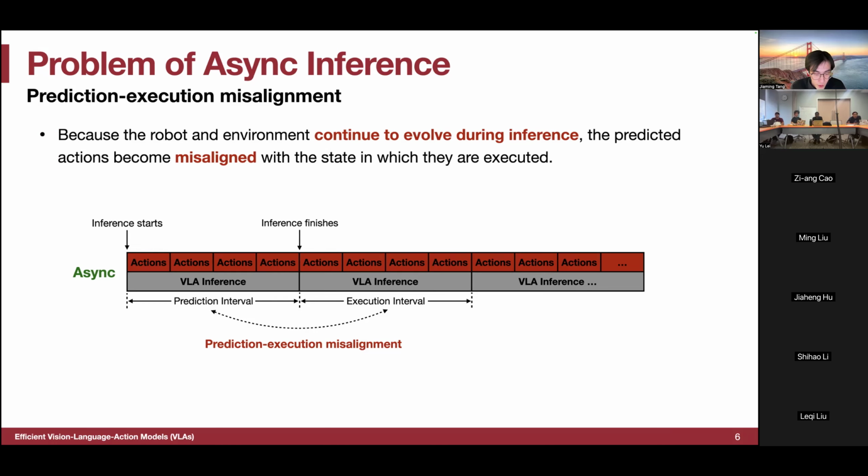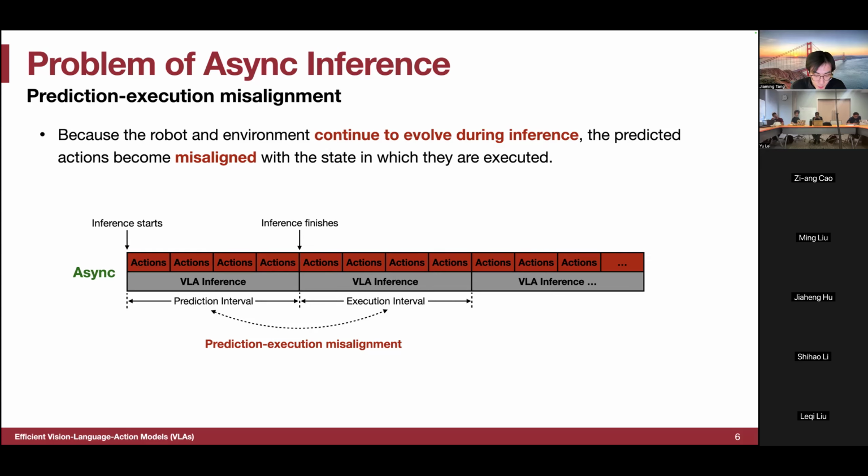The action chunk we predict is based on the state at the beginning of the inference. We can see in the figure below that it is predicted for what we call the prediction interval. However, the actions are actually executed after the model inference, so at that time the robot state has already changed.